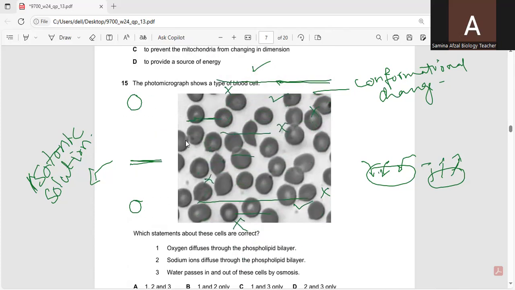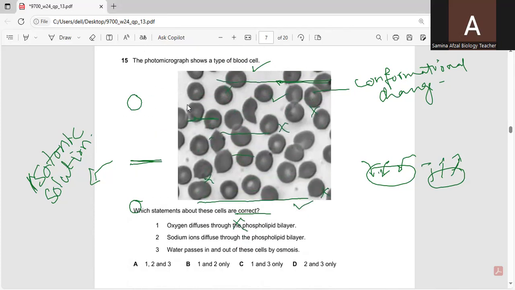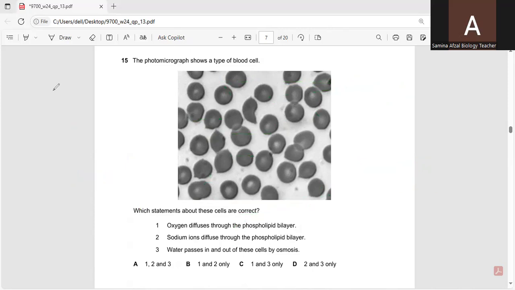Question number 15. The photomicrograph has been shown. Which statements about these cells are correct? So here you can see they have given us three statements again. You can see the red blood cells are on screen. So first of all, I would like to move towards statement number 1.